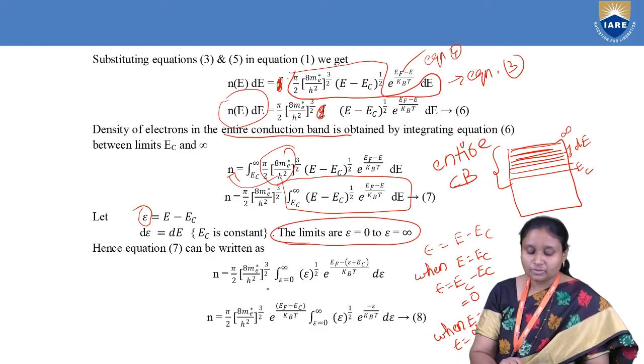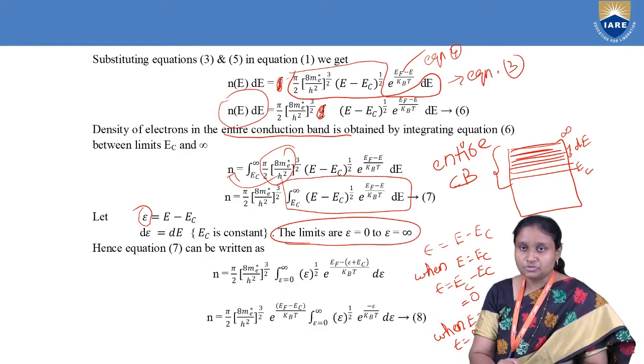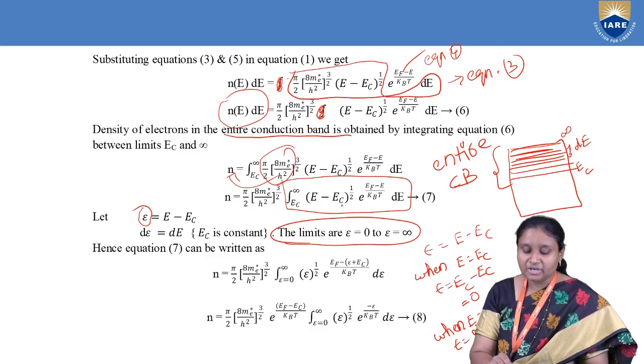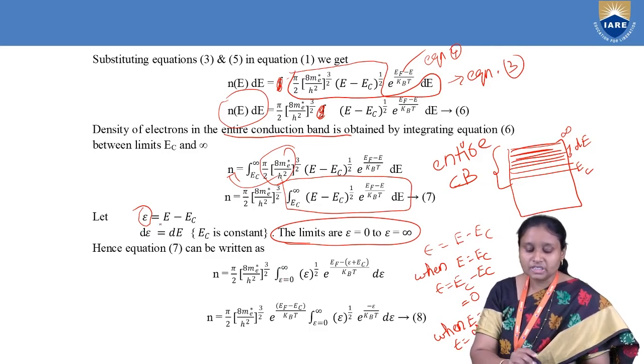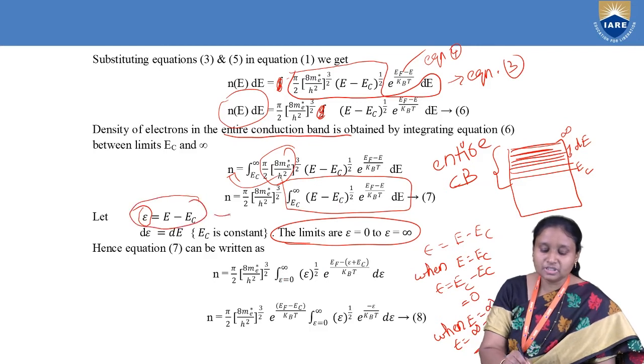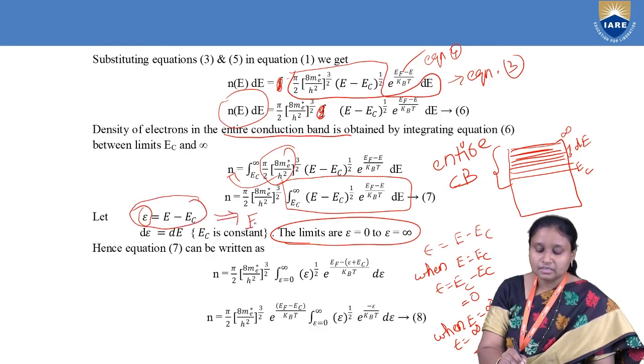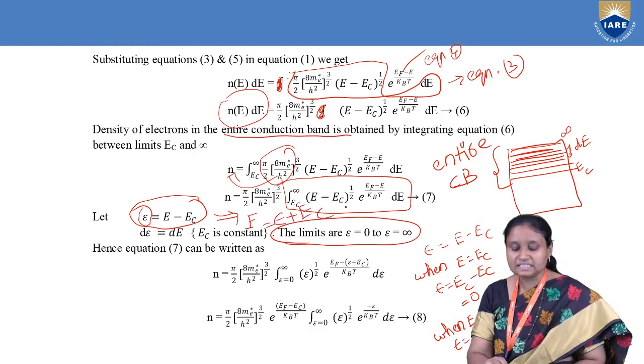So what happens to our equation? Now limits will be from 0 to infinity, and in place of E minus EC, we have our epsilon. And from this, what is our E? If you take this expression, from this we have our E as epsilon plus EC.